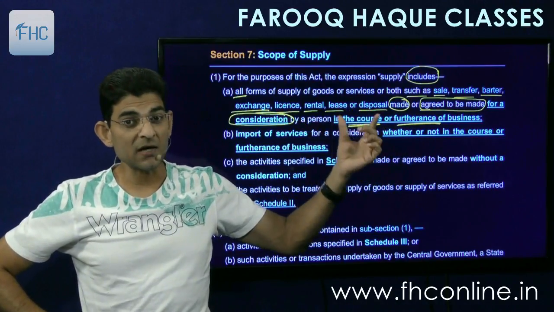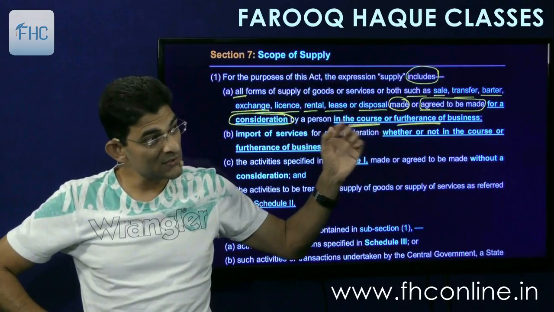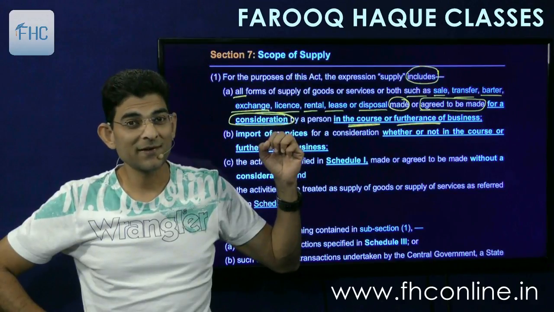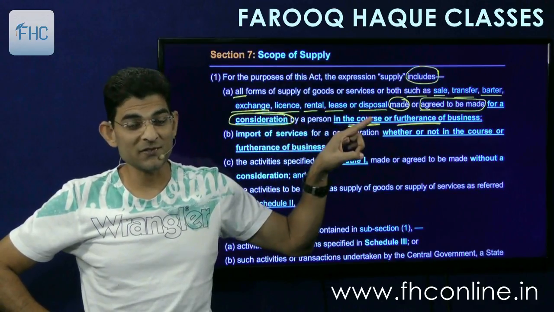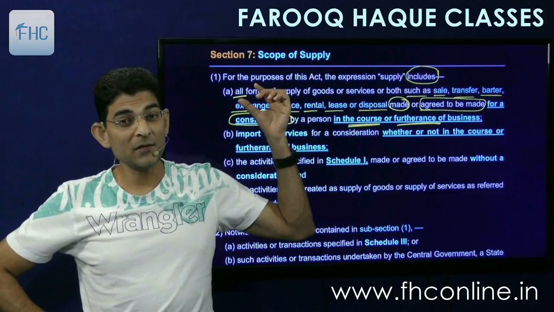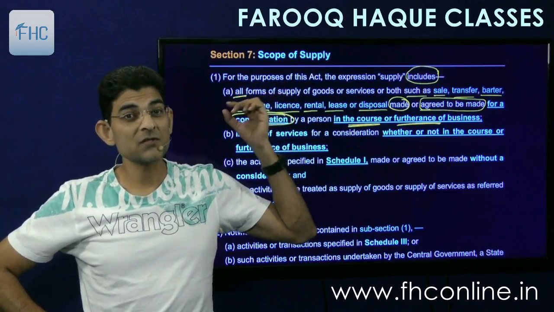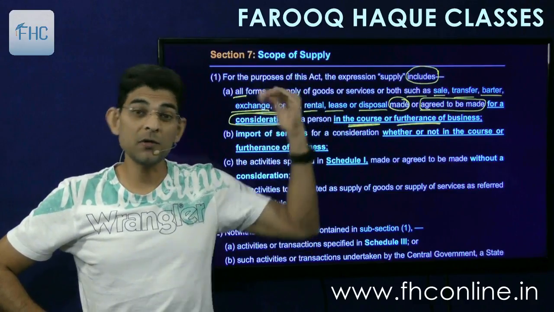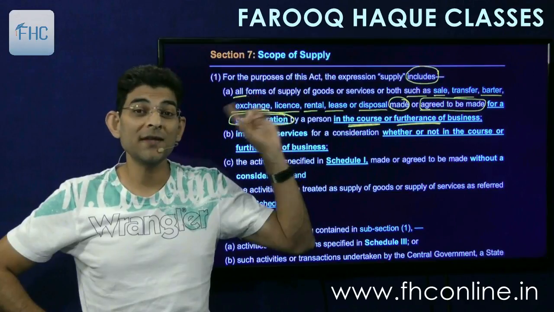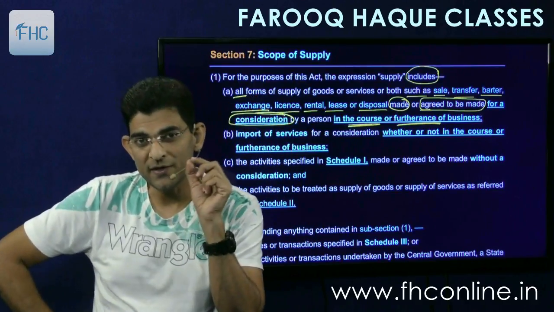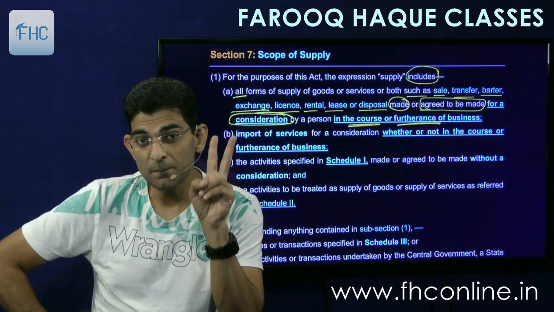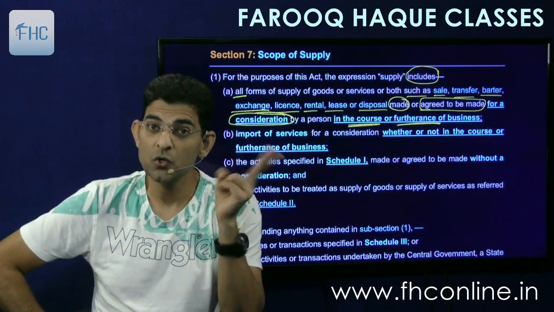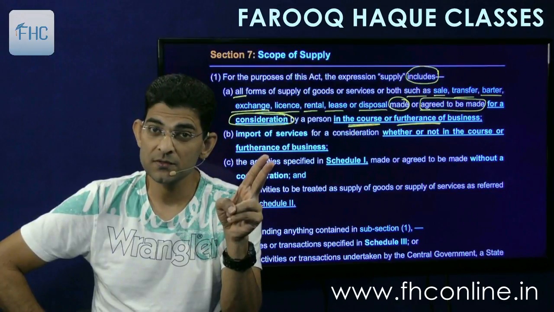So 2 questions you must ask. Is it in the course of business? Answer is yes. Is it for consideration? Answer is no. Not for consideration, but in the course of business. So will it be called a supply in clause A? Answer is no. It will not fall in clause A. Now it may fall in other clauses but not in A, because to fall in A, two characteristics must be satisfied. There should be consideration and it should be in the course or furtherance of business, right?